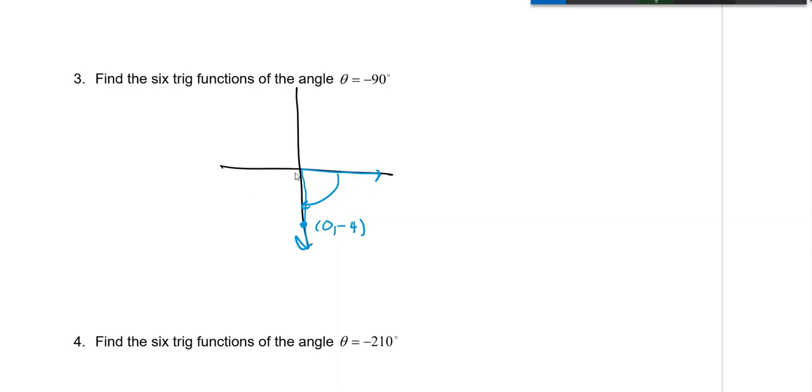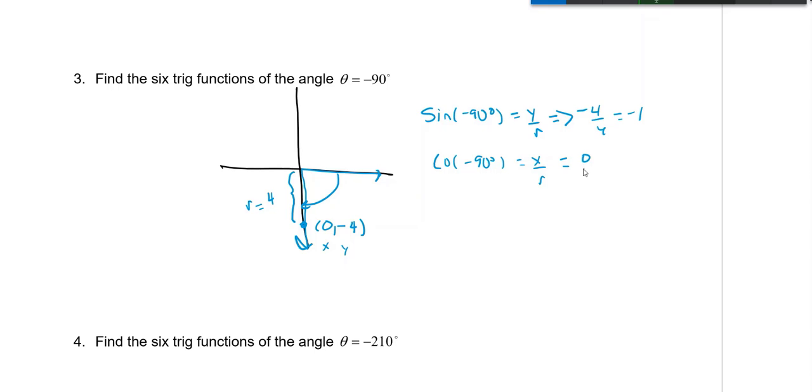That's certainly on that negative y-axis, or that terminal ray. It is 4 units away from the origin. So there's x, there's y, and there's r. Sine of -90 degrees would be y over r, which gives me -4 over 4, or -1. The cosine of -90 degrees is x over r, which is 0 over 4, which is 0.